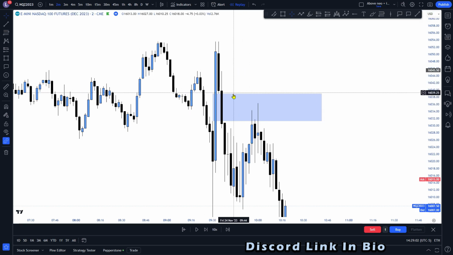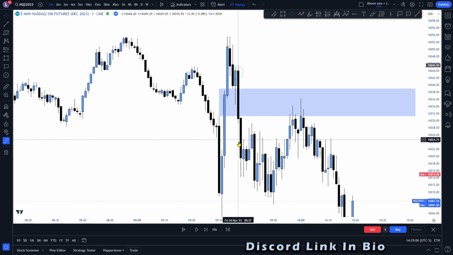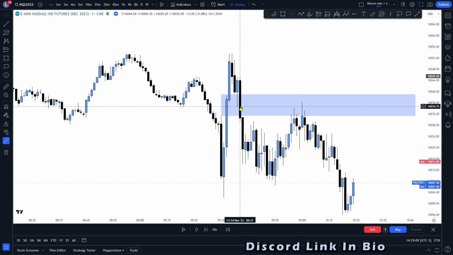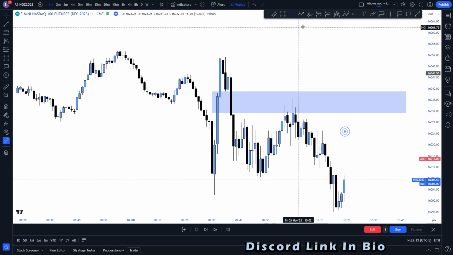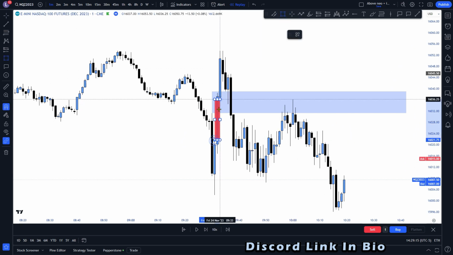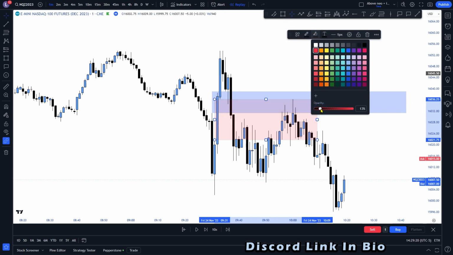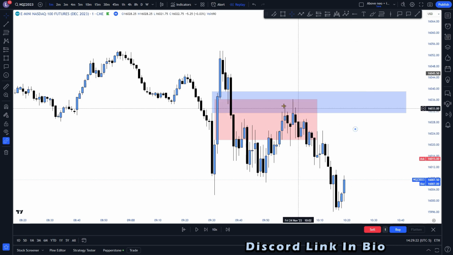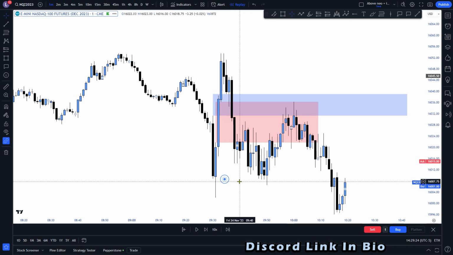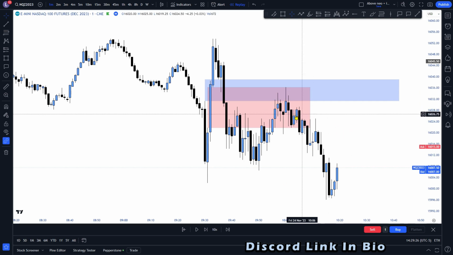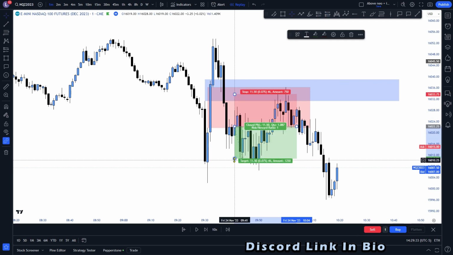So as you can see, we have this inversion fair value gap on the 2-minute time frame. But if we look at the 1-minute time frame, we have all of these bullish fair value gaps and bearish fair value gaps. So if I just make this a different color, as you can see, this is our 1-minute fair value gap, and this inversion fair value gap is extremely big. And although this did work, if we took a trade here, it would have looked something like this.